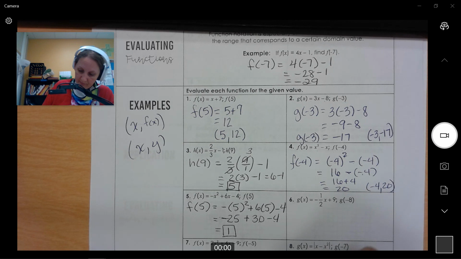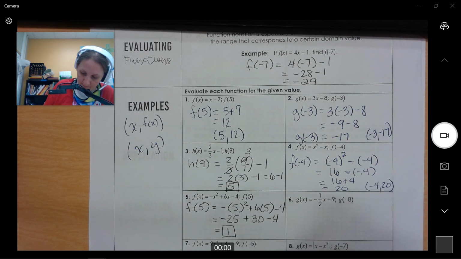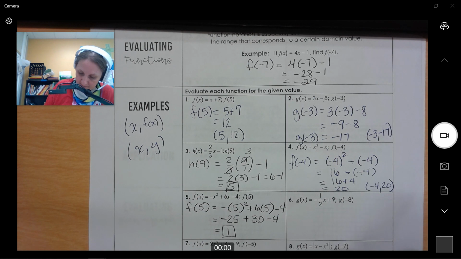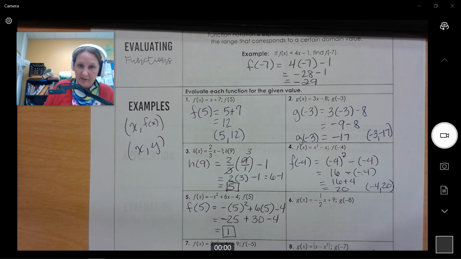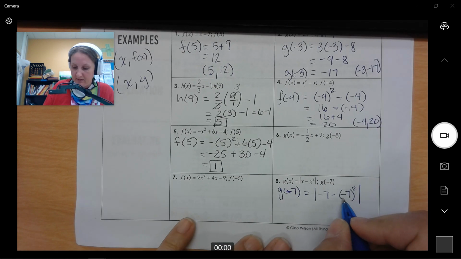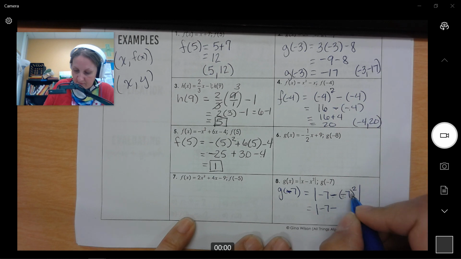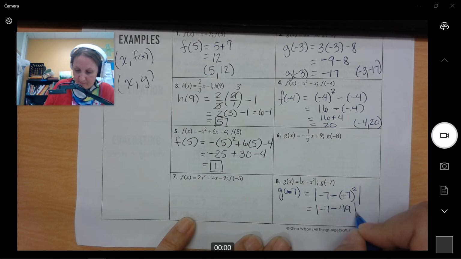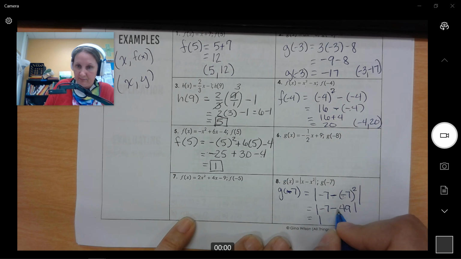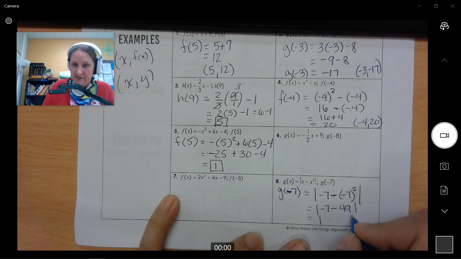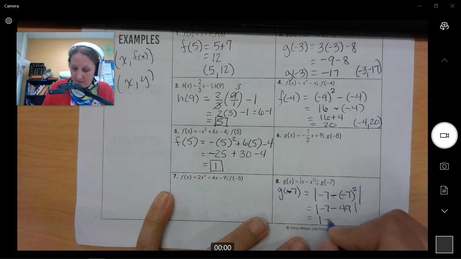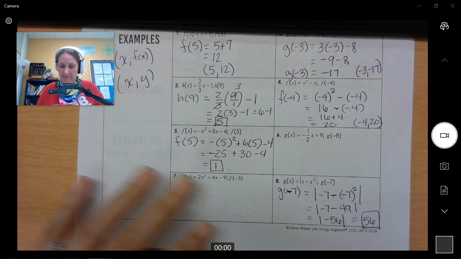Okay, one more example. Let's do this one right here because it has the absolute value. g of -7 is the absolute value of -7 minus -7 squared. Notice I put the -7 inside parentheses because we had a minus sign here, and we have to keep these distinguished from each other. So -7 squared is positive 49. And then we have the absolute value of -7 minus 49, which is the same thing as adding those two. So that's -56. An absolute value makes that positive, so it's a positive 56.